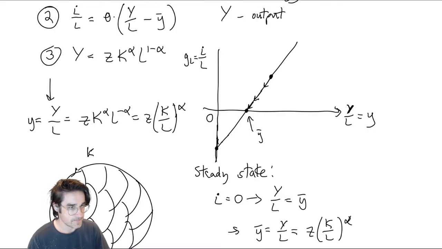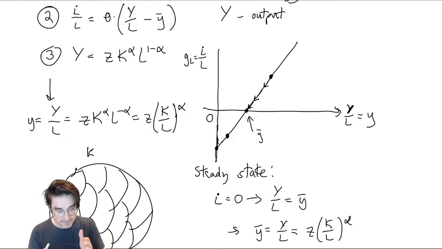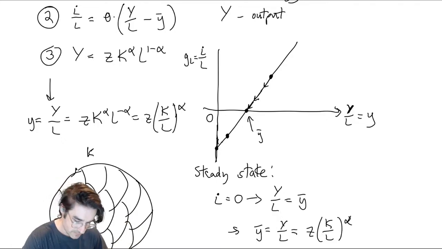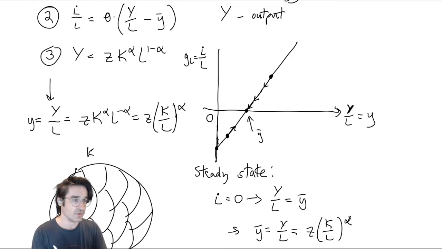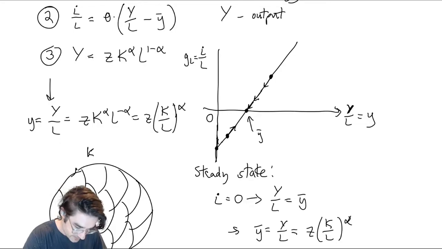If you start too low, here, you're left of Y bar. So you have a relatively low standard of living, which means you have a lot of people, basically. Your population growth rate is going to be negative. You're going to be losing population, and hence your standard of living will go up over time. So you're moving right, but on the line, you're moving up and right. That's why I'm drawing it like that, and you're going to move to steady state.